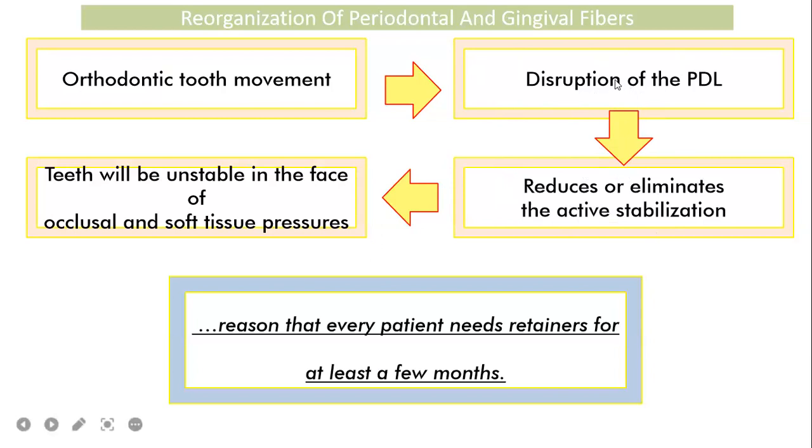Because the PDL is being destroyed, normally without any orthodontics, the tooth is being held in position by metabolism, by active stabilization. But when it is orthodontically treated and the case is finished, your PDL fibers are yet to reorganize. There's disruption. Because of this disruption, there is elimination or reduced active stabilization. So till these things reorganize, the teeth will be unstable in the face of occlusal and soft tissue pressures, which is why it is important that patients need retainers for at least a few months till all this reorganization occurs. Is this concept clear? Yes. Okay.